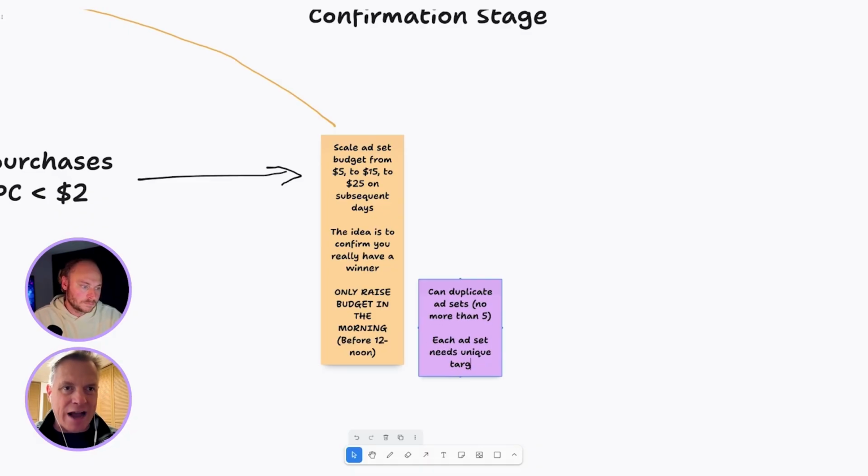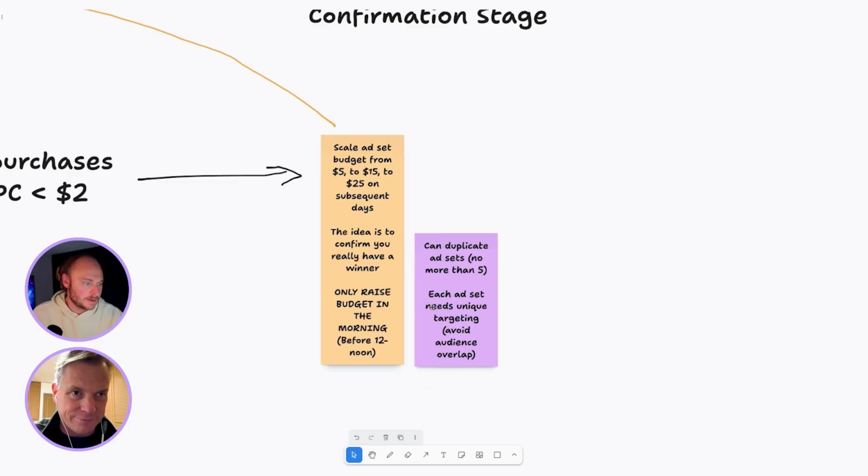Active. The keyword being active. If you turn off an ad set, you can add another one. That's fine. But no more than 5. Okay. I think I got that.